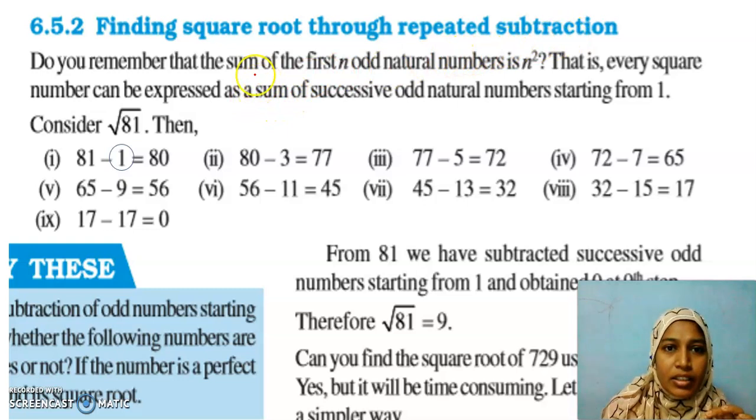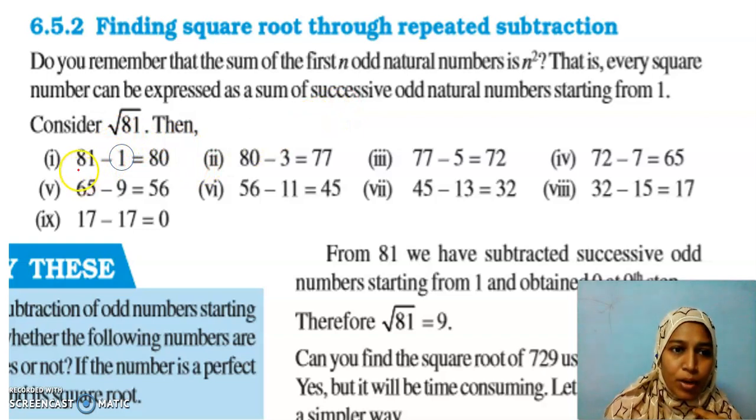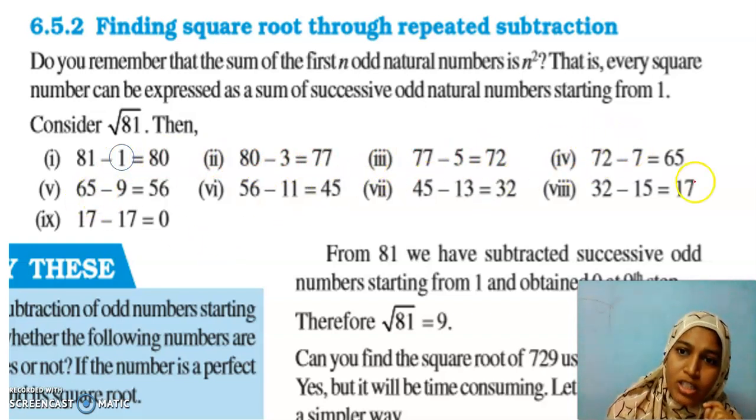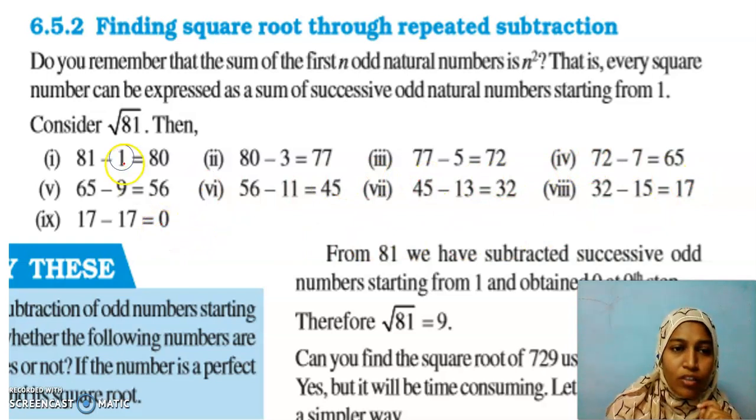We already know that the sum of the first n odd natural numbers is n squared. That is 1 plus 3 plus 5 plus 7 plus 9. By adding that, I can get a square number. So I have a square number 81. I am going to subtract it repeatedly. Repeated subtraction means keeping on subtracting till I reach 0. I should subtract 1, 3, 5, 7, 9, and keep on subtracting till I reach 0. If it is a square number, surely we will reach 0. If it is not a square number, I will not arrive at 0.